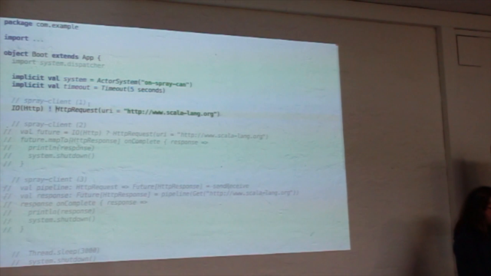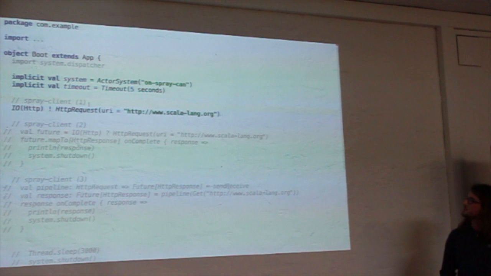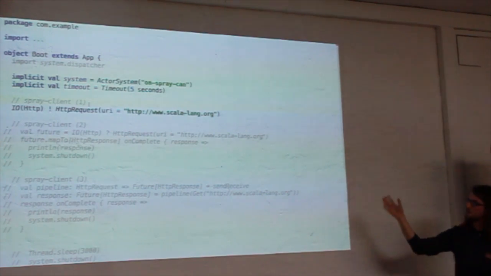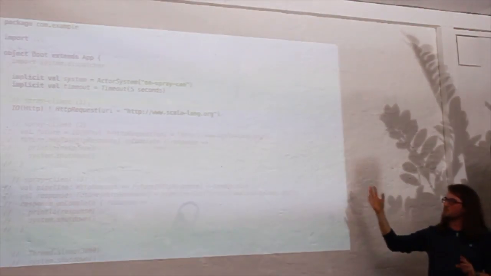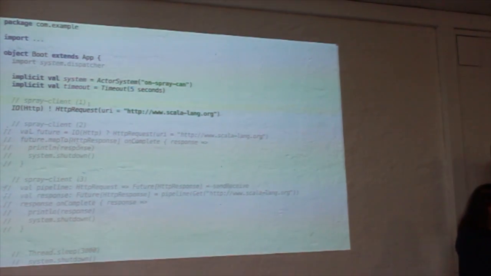This is the tell pattern. So we want to send an HTTP request, just provide the URI, and say Scala dot org, and the sender would get the HTTP response back. But since we're not in an actor here, we're not getting the response back, but that's the stuff you would do if you were an actor. Again, you could match against an HTTP response.